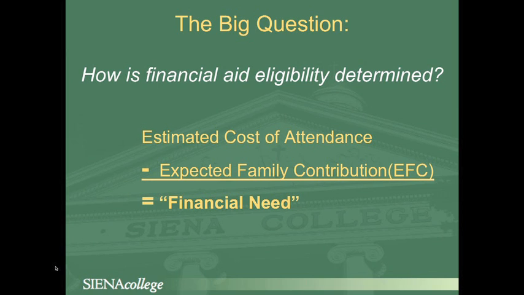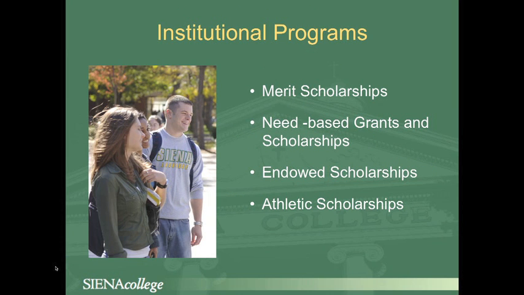The next part of this presentation will focus on the sources of financial aid. Specifically, there are 4 sources for financial aid. Those include federal, state, institutional, or school-specific, and outside scholarships, which are scholarships from a local or national organization. Let's begin by talking about institutional programs. Institutional programs is financial aid that is awarded by a specific school, for example, Siena College.